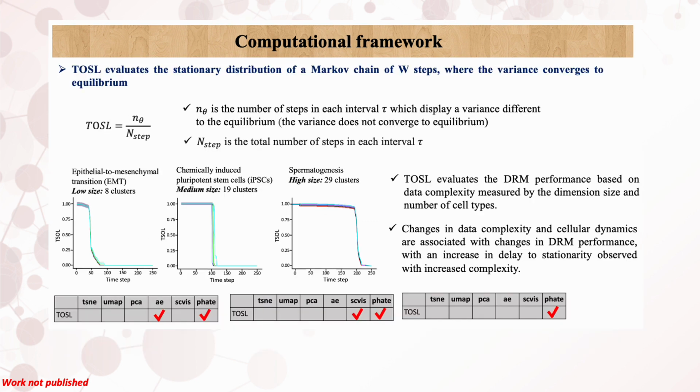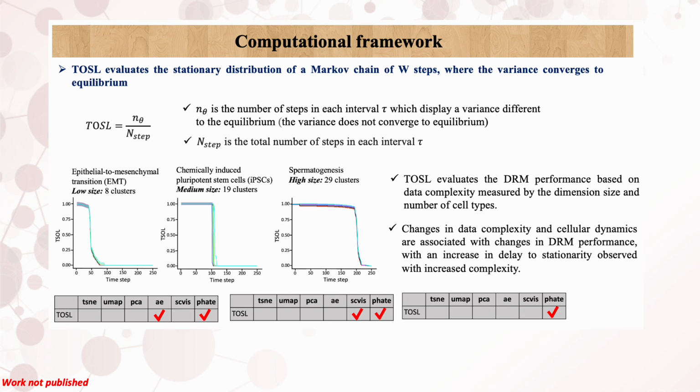Our computational framework uses the entire process, which leads to the stationary distribution of a Markov chain of W total steps, accounting for the number of rows of the reduced data. It assesses how a trajectory method accounts for the time ordering variations in the spatial structure of the data by investigating how the variance converges to the equilibrium.